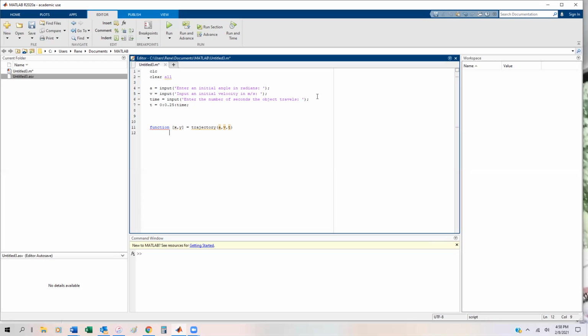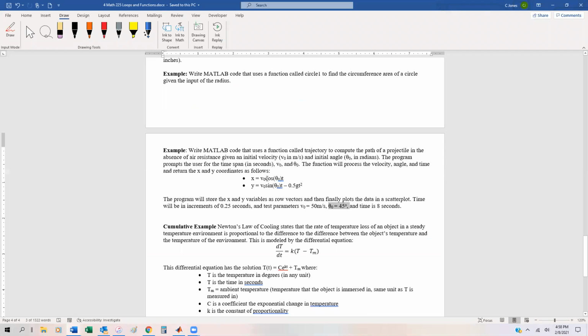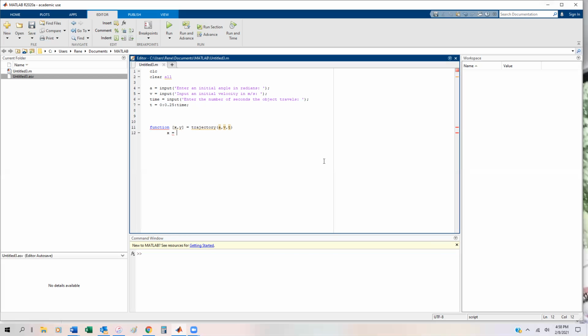All right. When we compute the formulas, remember that if we go back, we know that x is equal to v sub naught cos theta t, but theta needs to be in radians. So let's do this.